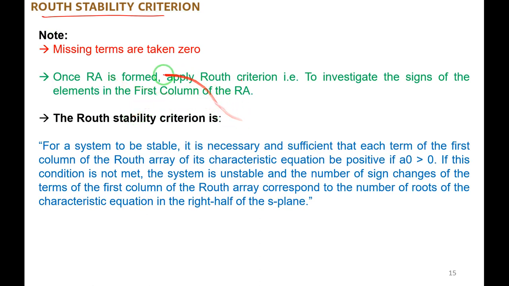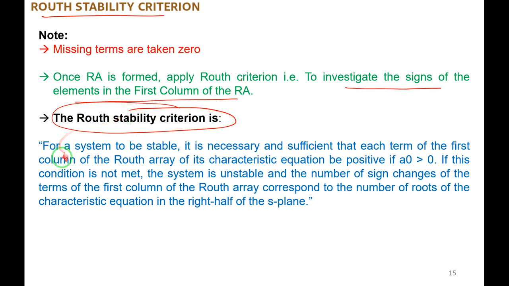After observing the first column, we have to observe the sign changes, investigating the signs of the elements of the first column of the Routh array. Then what is the Routh stability criteria? What does it state? I will read it out. For a system to be stable, it is necessary and sufficient that each term of the first column of the Routh array of its characteristic equation must be positive. If this condition is not met, that is, if all the elements in the first column of the Routh array are not positive, the system is unstable. That is very much clear.